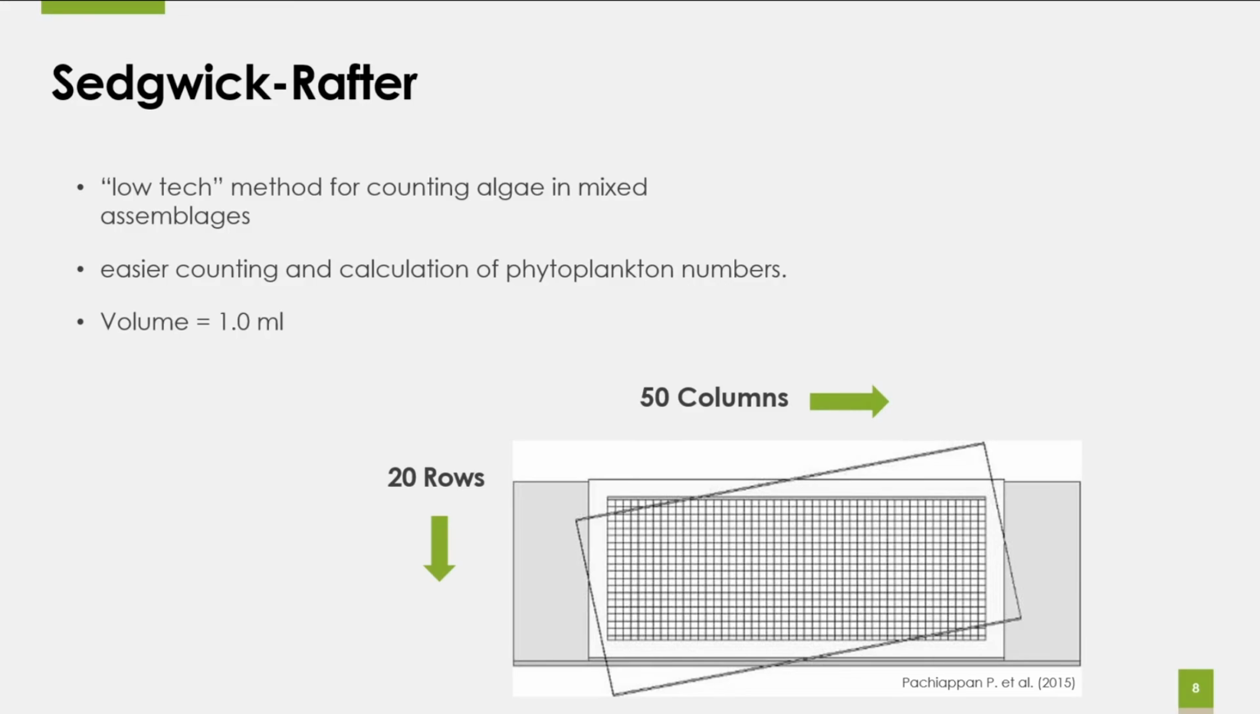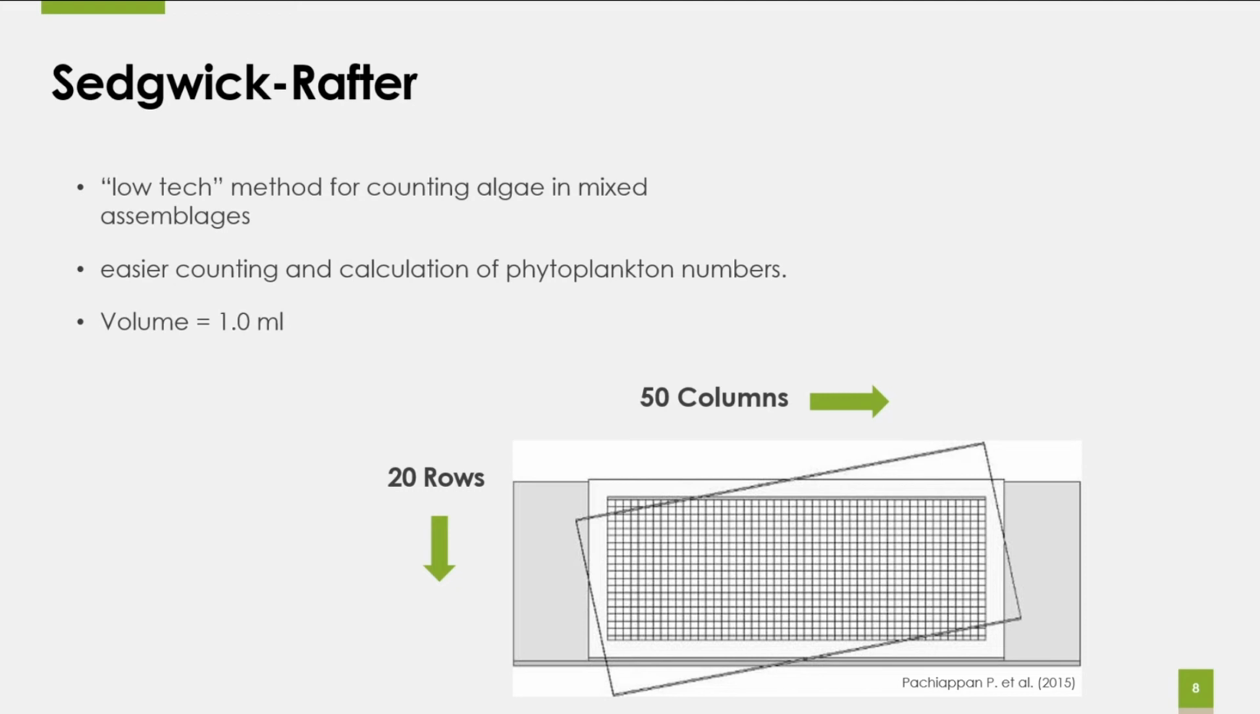Okay. So the counting chamber that we use, which I think is also what Amanda uses, so it's good that we use similar things, is called a Sedgewick Rafter, which is kind of known as a low-tech method for counting phytoplankton mixed assemblages. It's easier for counting and calculation because there is a known volume in this slide. It fits exactly 1 milliliter of a sample.